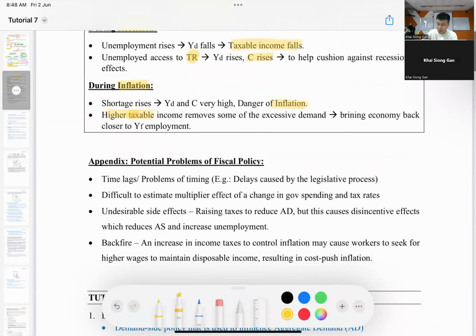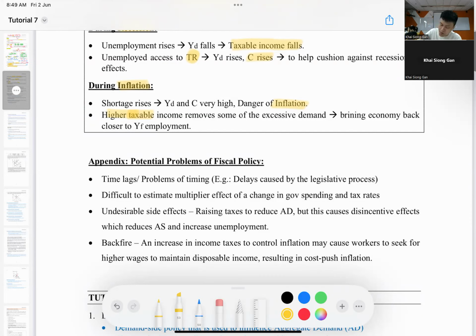Extra knowledge here. What about the potential problems of fiscal policy? It sounds so good. For example, if a country is not doing well, or people do not want to spend, it seems like the government can intervene directly. So it sounds very good that it can help the country come out of the recessionary gap or the inflationary gap. But there will be some potential problems.